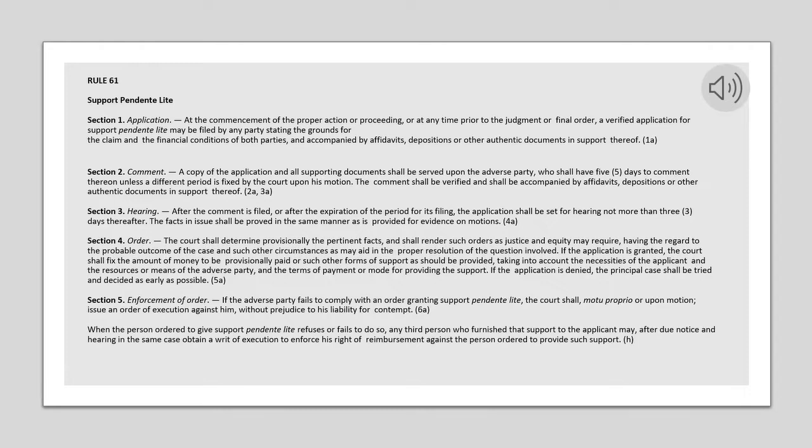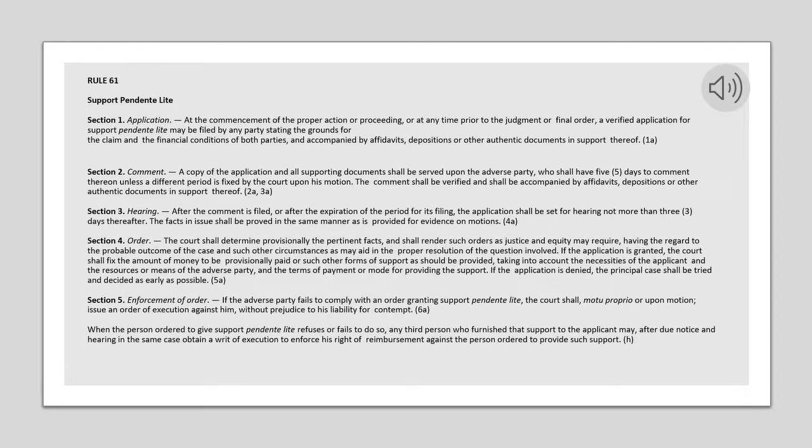4a. Section 4. Order. The court shall determine provisionally the pertinent facts, and shall render such orders as justice and equity may require, having regard to the probable outcome of the case and such other circumstances as may aid in the proper resolution of the question involved.